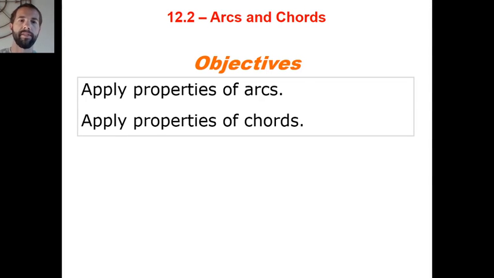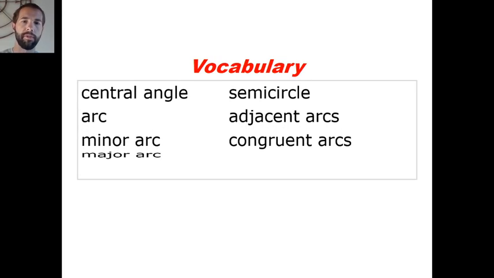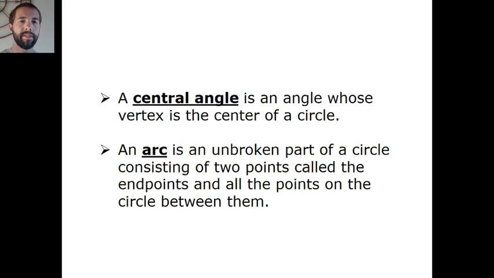Hey everybody, in today's video we're going to be talking about arcs and chords and circles. So here's some of the vocabulary that we'll be discussing. To start off, a central angle. A central angle is an angle whose vertex is at the center of a circle. So you'll see the central angle within the circle and the vertex will be the center.